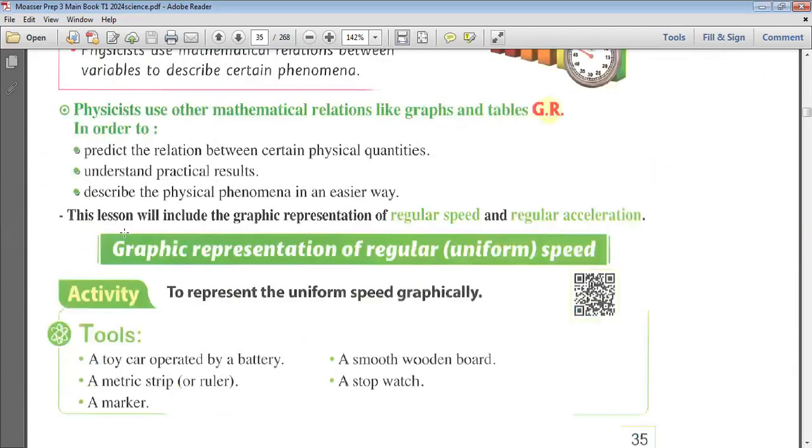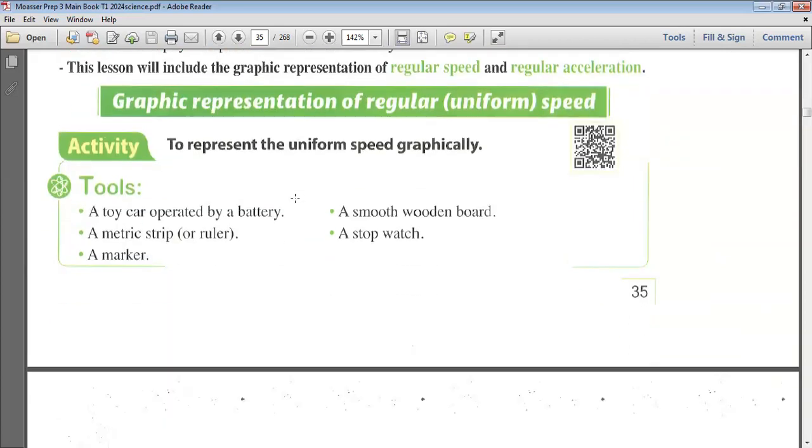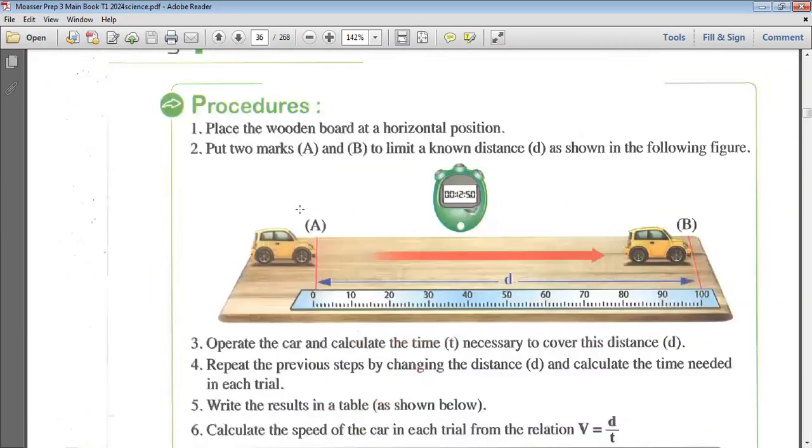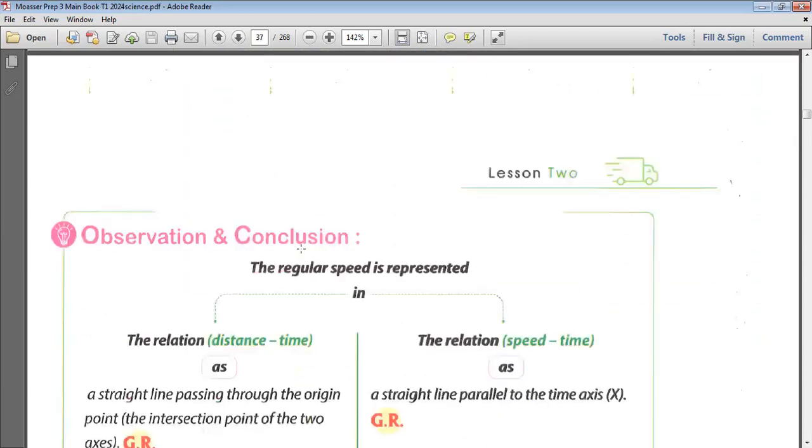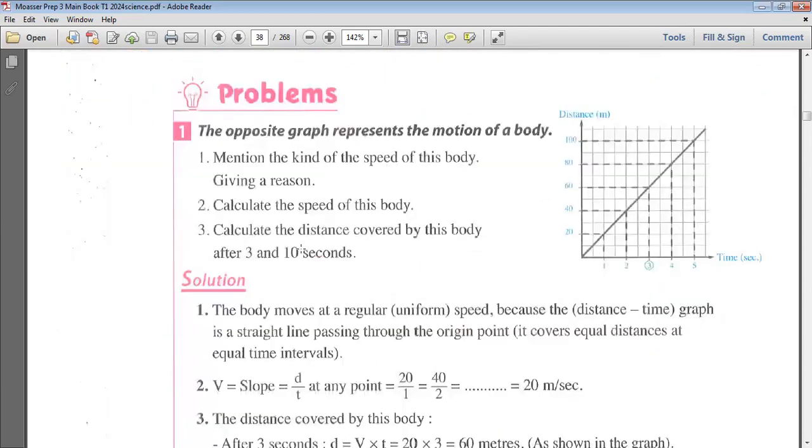Physicists use mathematical relations like graphs and tables. Why? Number one, to predict the relation between certain physical quantities, like distance with time or speed with time. Number two, to understand the practical results. Number three, to describe the physical phenomena in an easier way. Okay, let's try to solve some problems.